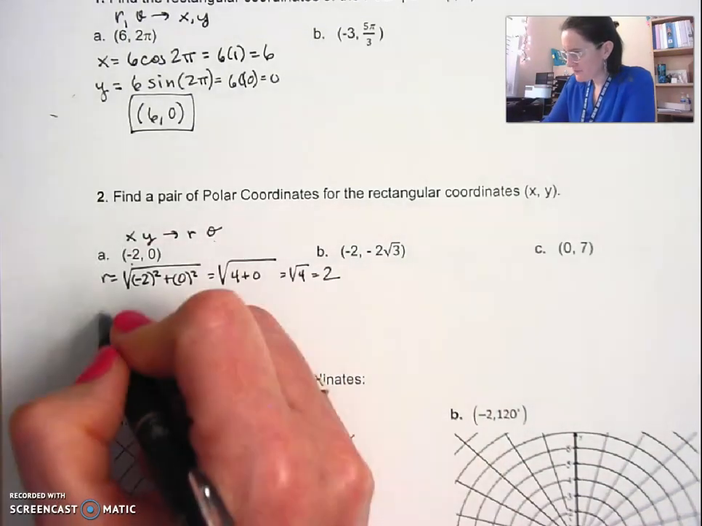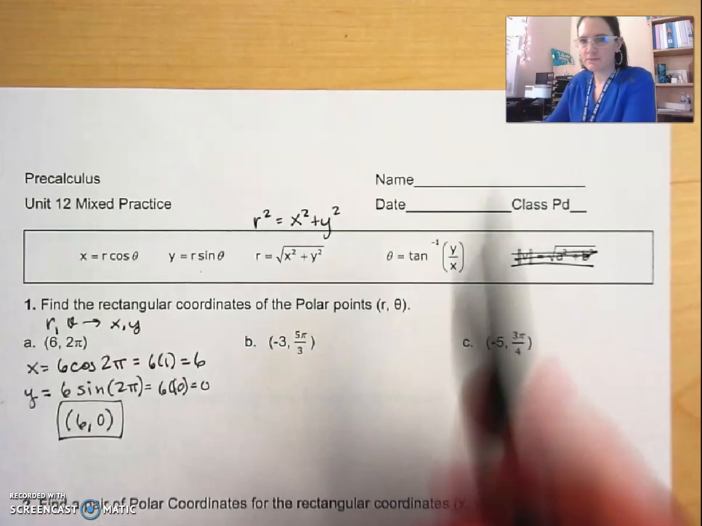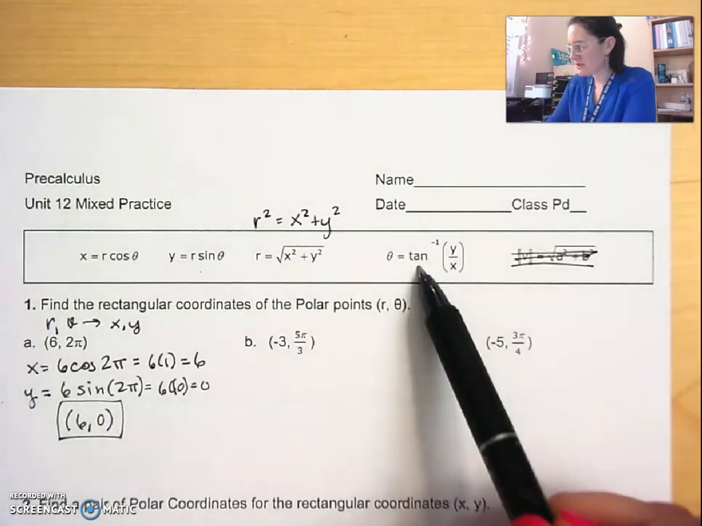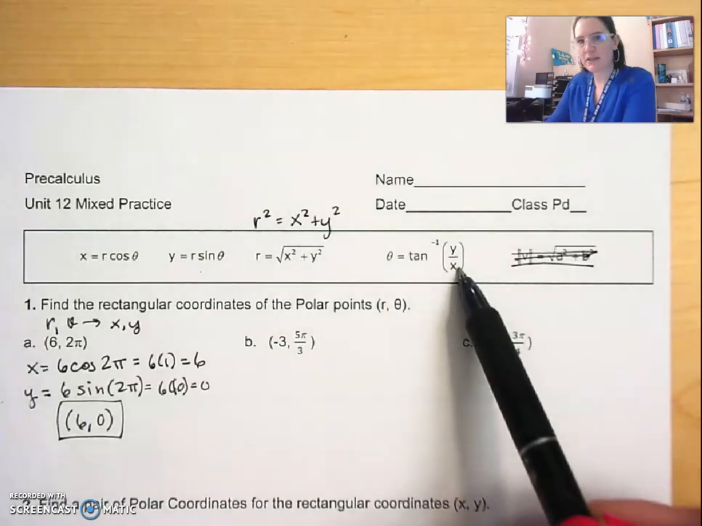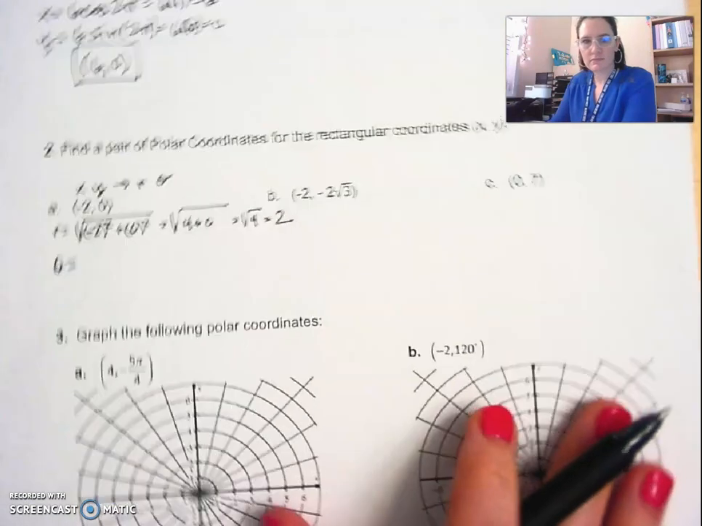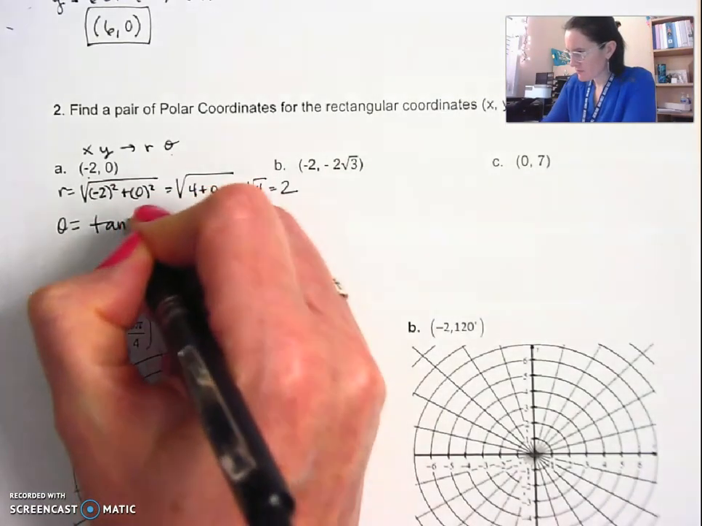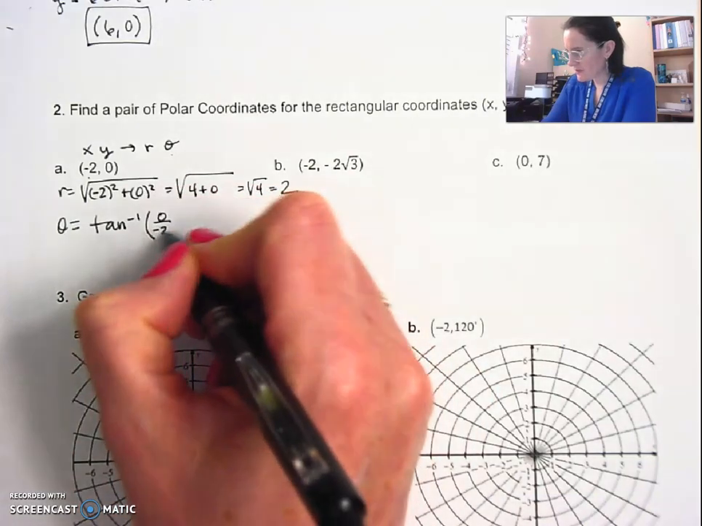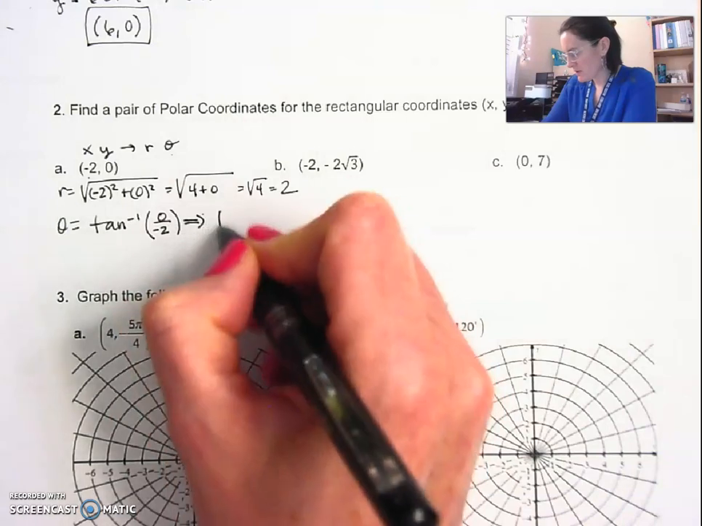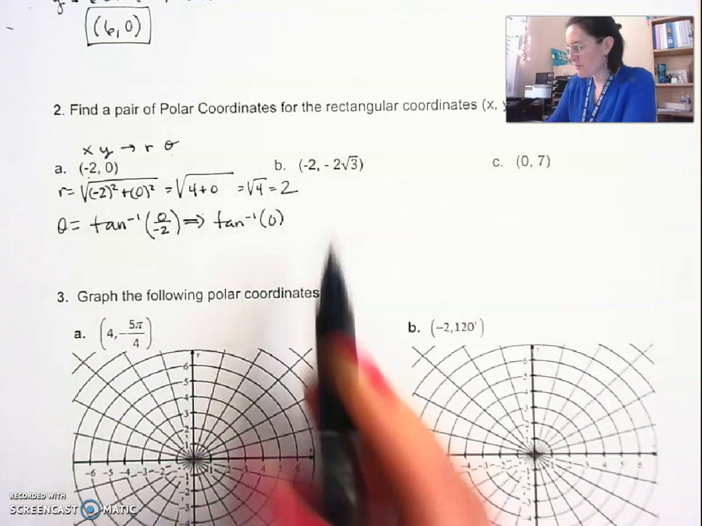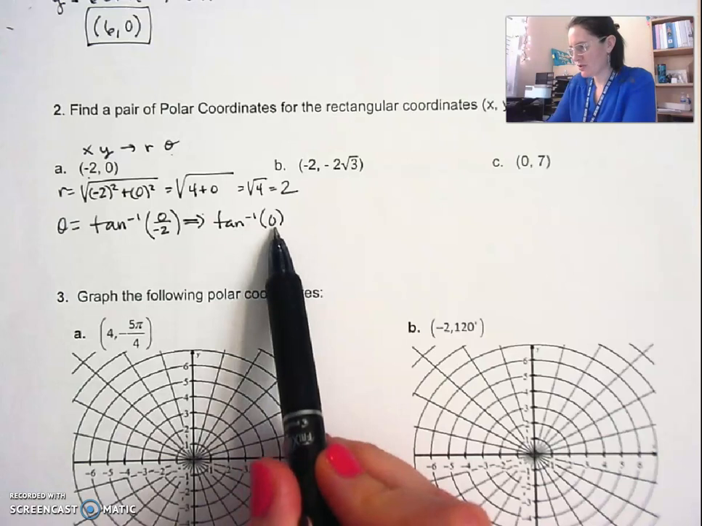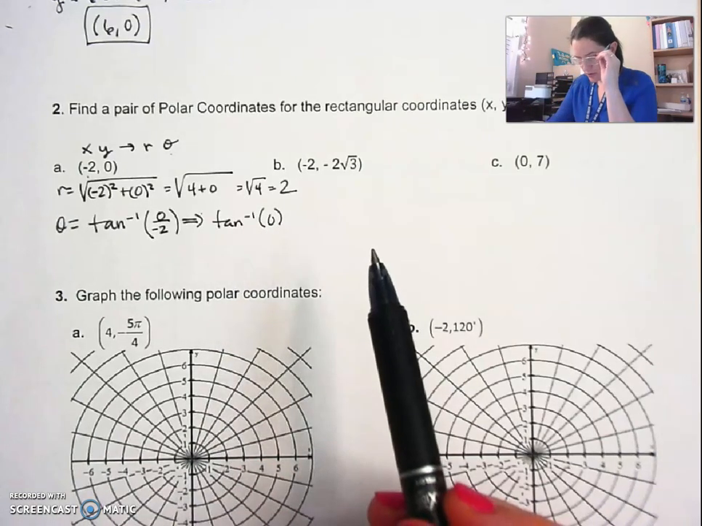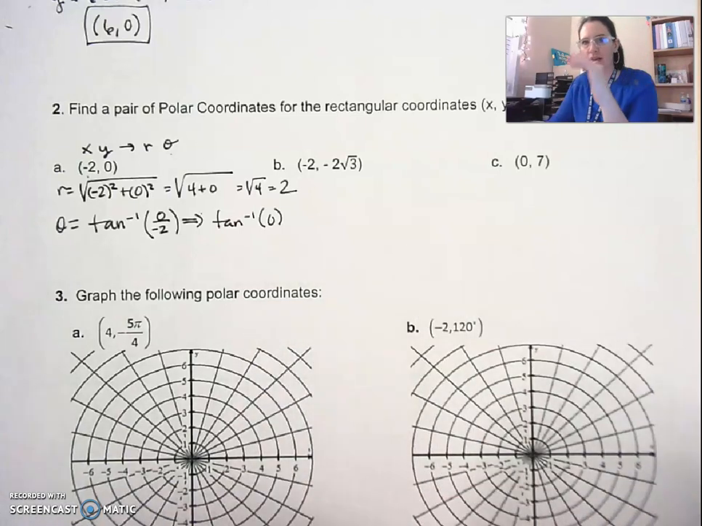Then we need to find theta, and we're going to be using this equation, arctan or inverse tan of y over x. So you're just plugging in your y coordinate in the numerator and your x coordinate in the denominator. So arctan of 0 over -2, which simplifies to arctan of 0. Remember, you're not taking tangent of the angle 0. You're asking yourself, what angle has a tangent of 0? And when you go to your unit circle, you'll find that there are two angles that have a tangent of 0. So the question is, how do you know which one you're choosing?